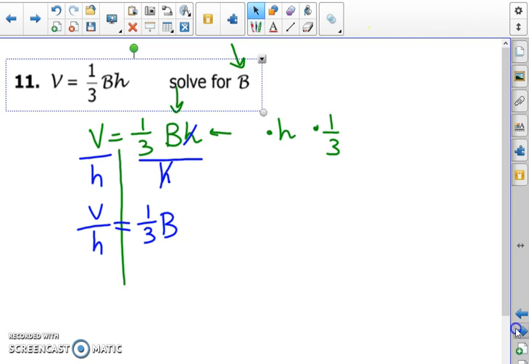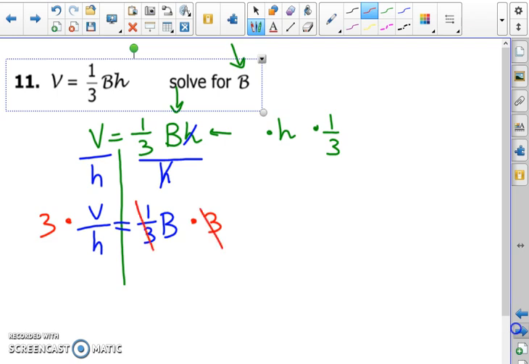How do I get rid of that 1/3? Multiply by the reciprocal, 3. Because 1/3 times 3 is just 1, so that's why it cancels. And we're left with 3V over H. Because remember, this is 3 over 1. 3 times V is 3V. 1 times H is H.